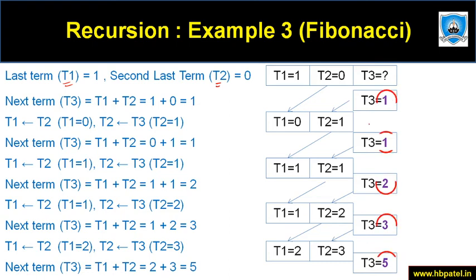So if you carefully look at it, if you print like this, 1 1 2 3 5, this is the Fibonacci series. You can keep on continuing. How many terms? For example, this is for 5 terms, you can go for 50 terms or 100 terms.